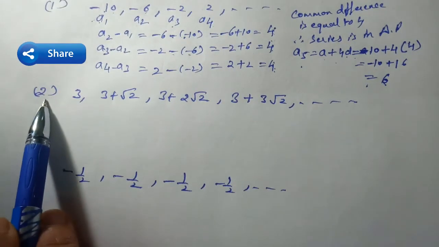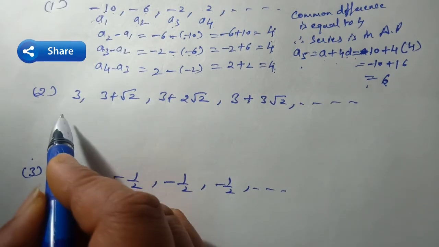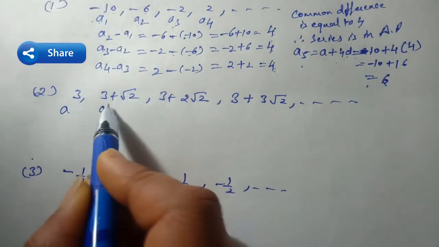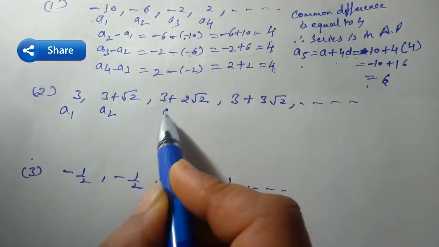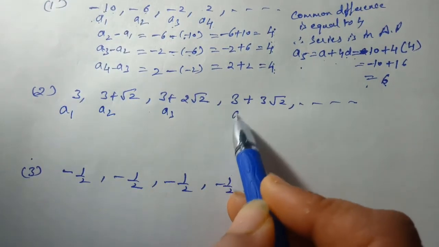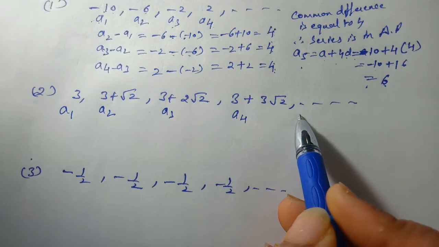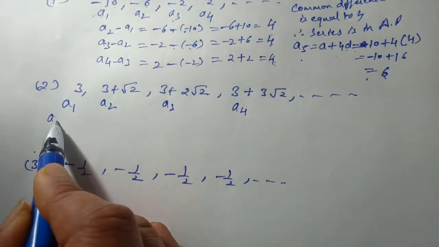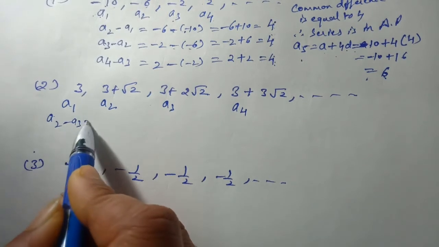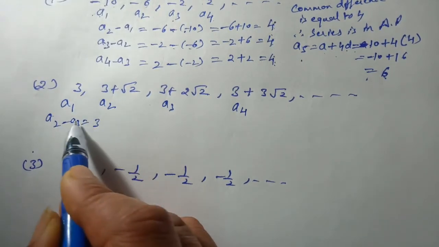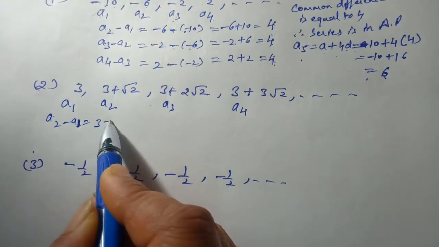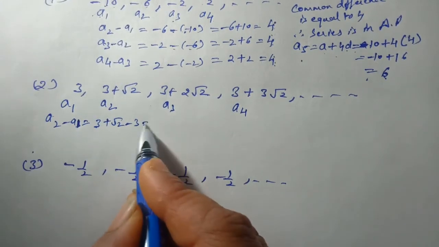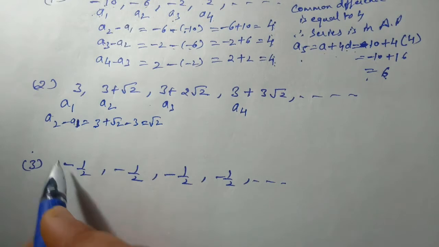Now let us see the second part. Here we have the first term 3, the second term A2 is 3 plus root 2, then A3 is 3 plus 2 root 2, then A4 is 3 plus 3 root 2. Let us check whether it is forming AP or not. So we are going to subtract A2 minus A1. 3 plus root 2 minus 3. So 3 and 3 will be cancelled. So here the difference is equal to root 2.